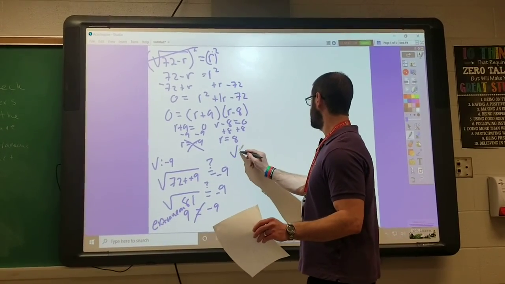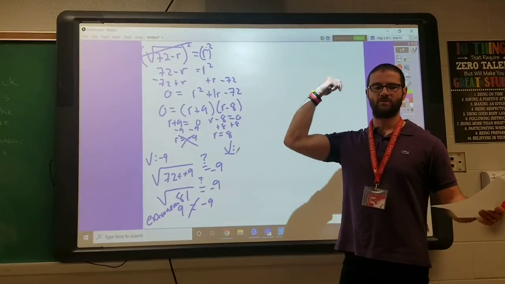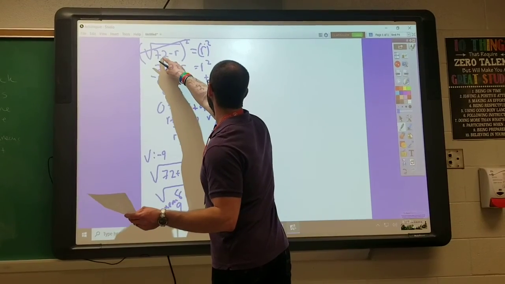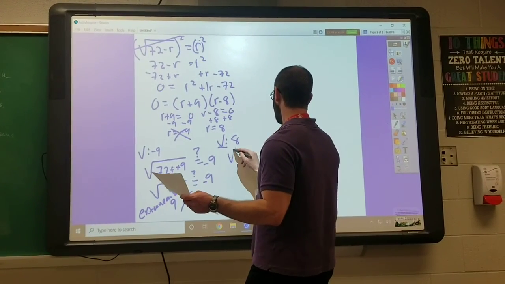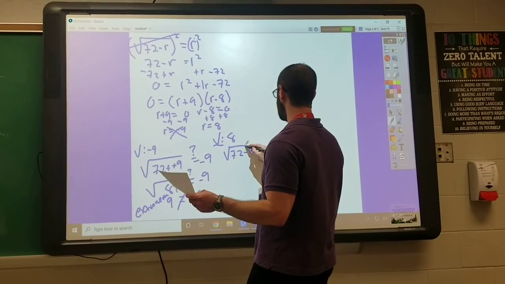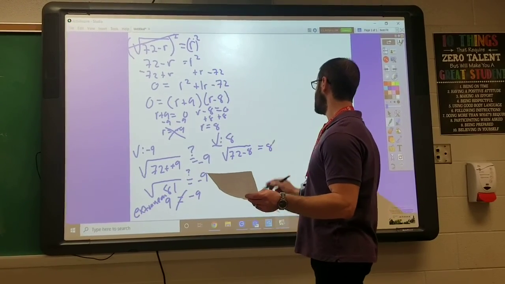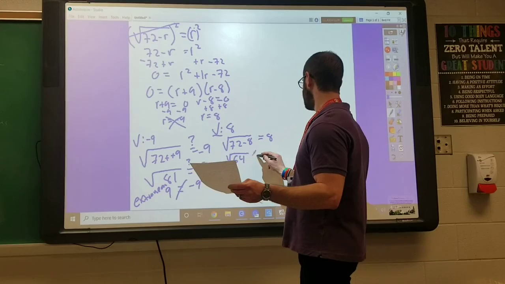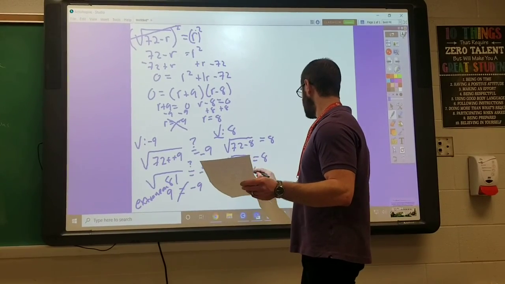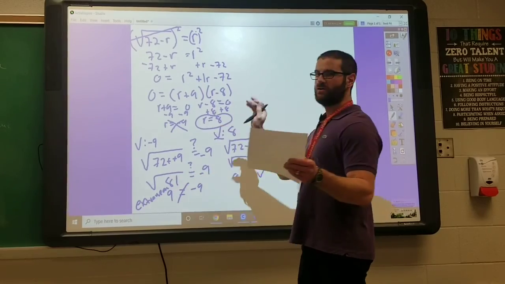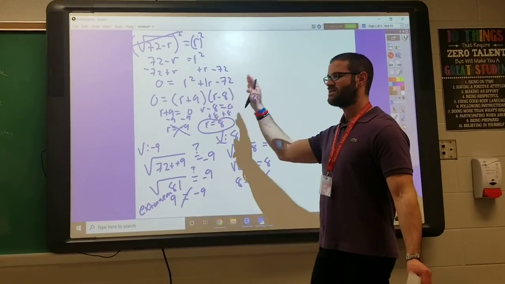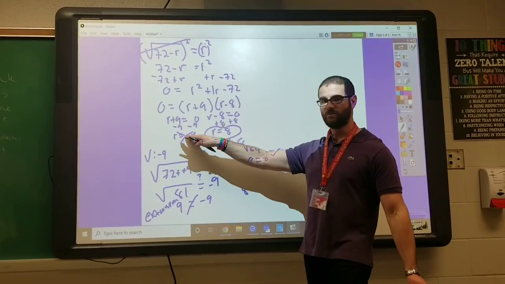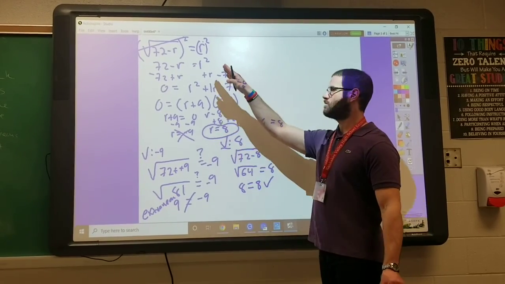Let's check 8. Remember, when we get two answers, it's possible that one works, both work, or neither works. Wherever in the original problem I see an r, I'm plugging in 8. So the square root of 72 minus 8. Is that equal to 8? The square root of 72 minus 8, the square root of 64, is that equal to 8? The square root of 64 is 8, so 8 equals 8. Boom. So what we found there is r equals 8. That's our only valid answer, and that's what you would put for your final answer. You would not include negative 9, because 8 is the only one that works in the original problem.